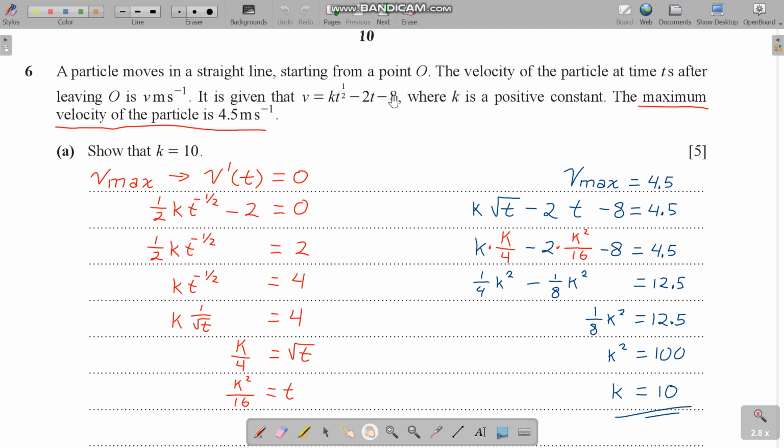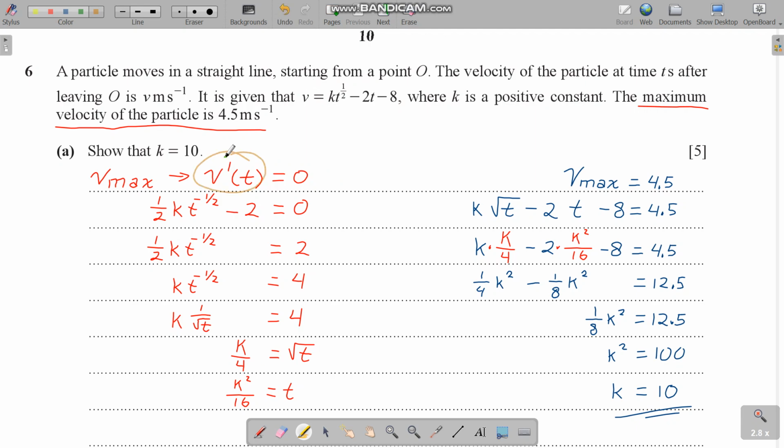Given that v equals this, k positive, the maximum velocity of the particle is... So first of all, maximum velocity means the velocity function prime equals 0. So v prime equals 0. We need to find where v prime equals 0. We can solve for t to find the time when the velocity is maximum.